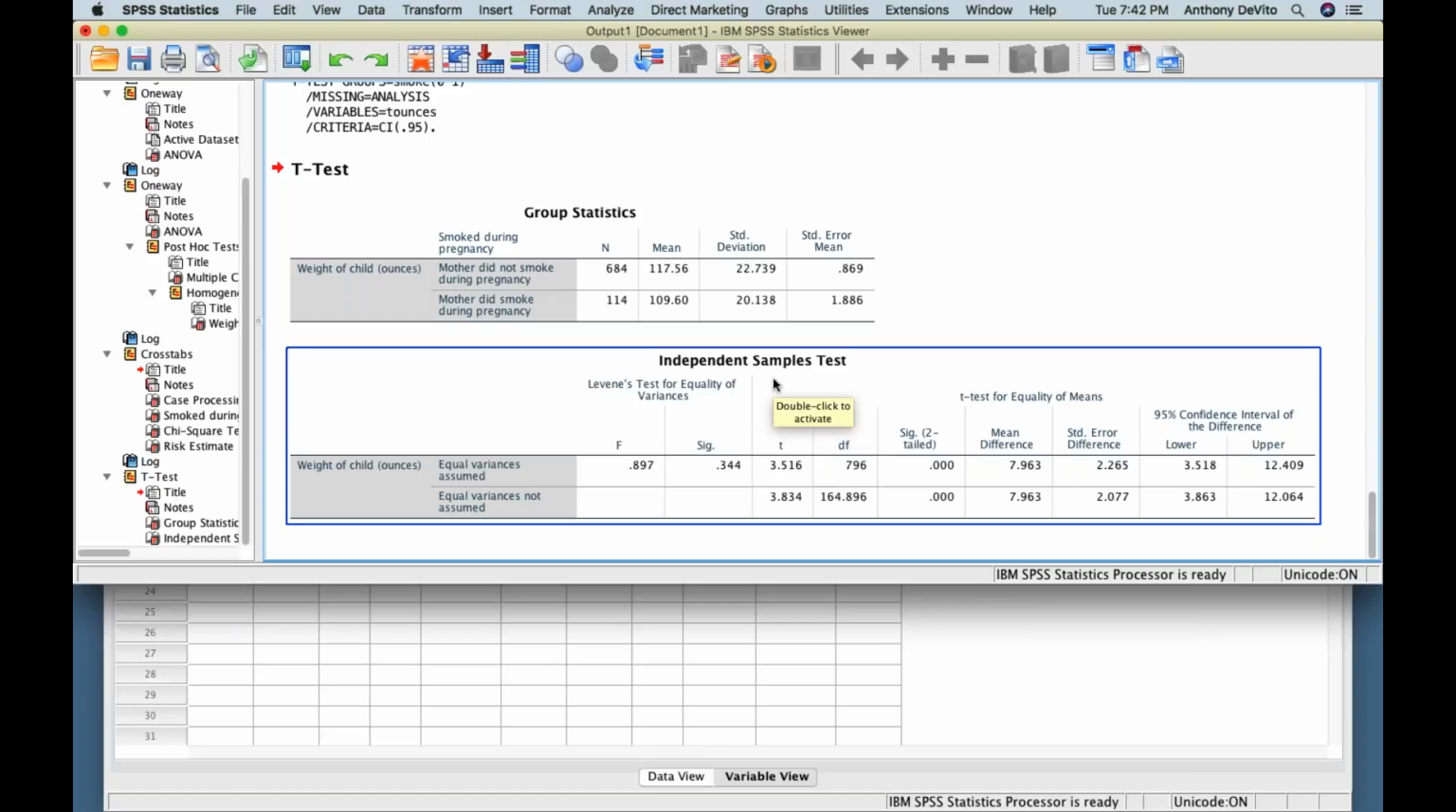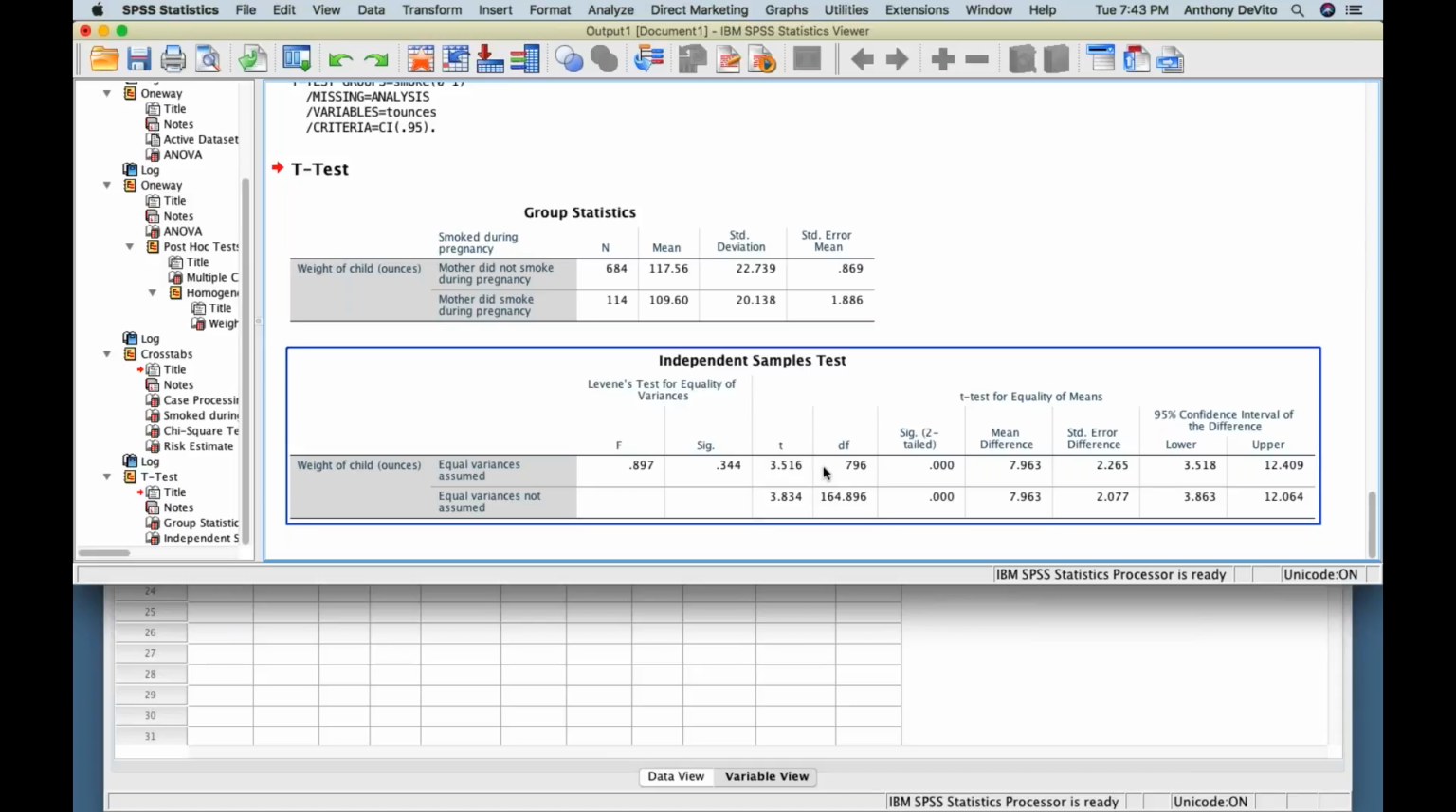My t-score, let's see. Independent samples t-test. Now remember, we decided we're going to stick with this bottom line. We're not going to worry about this test for equality. We're going to stick with this bottom line. My t-score is 3.84. And my significance is 0.000. Wow. It looks like I can reject my null.